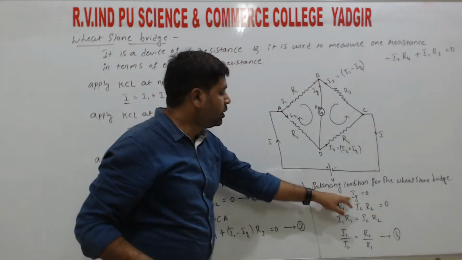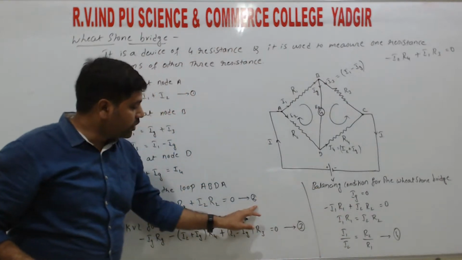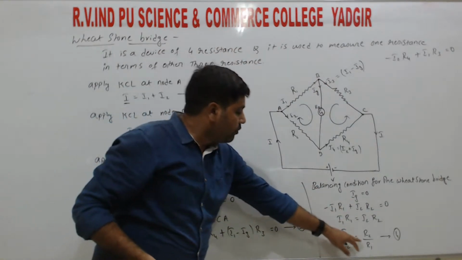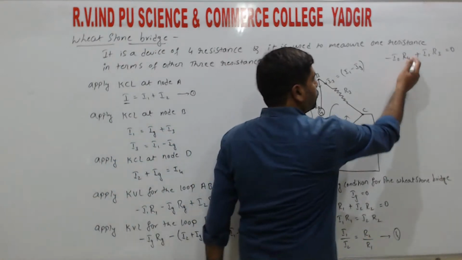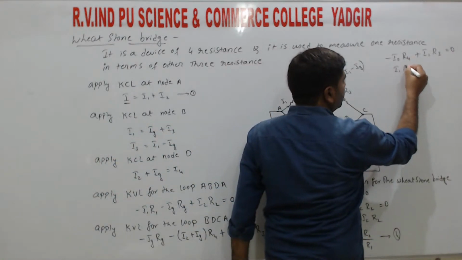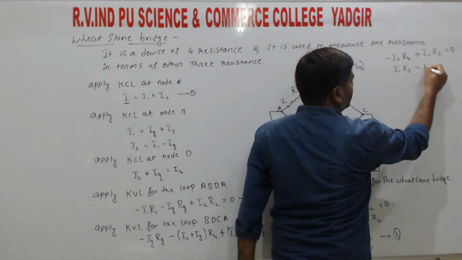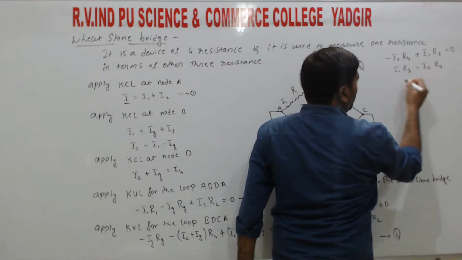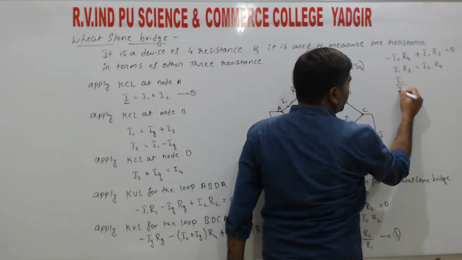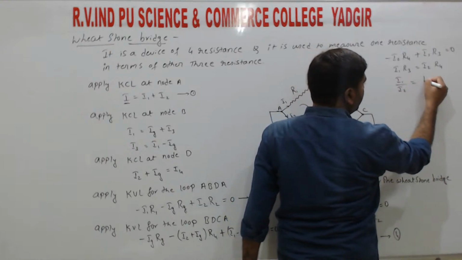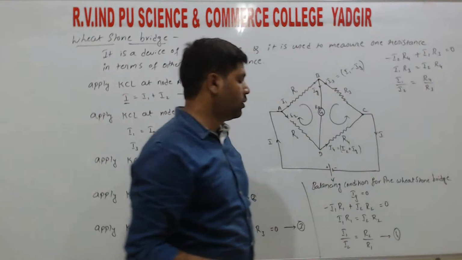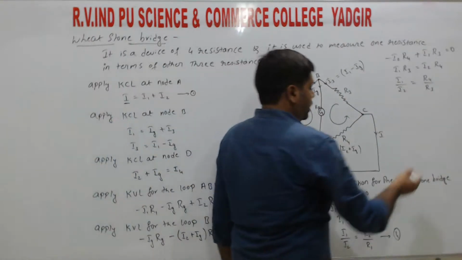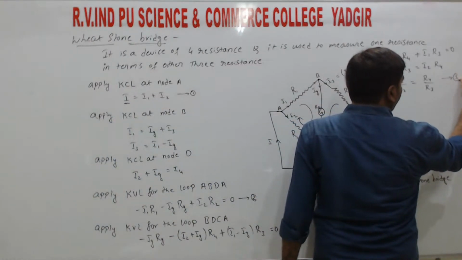So substituting Ig equals 0 in equations 2 and 3, from equation 2 we get equation 4, I1 by I2 equals R2 by R1. Here also we can write I1 R3 equals I2 R4. So I1 by I2 equals R4 by R3. Taking this as equation 5.